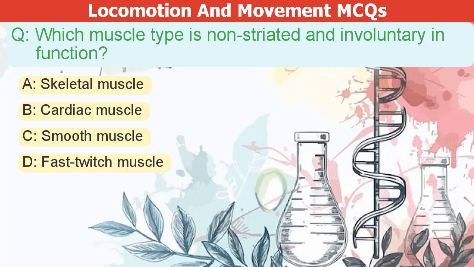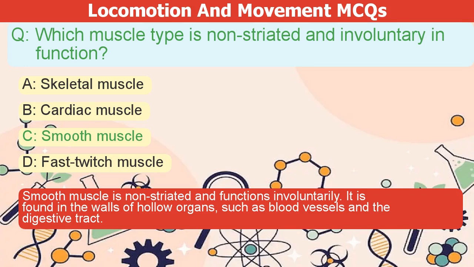Which muscle type is non-striated and involuntary in function? A. Skeletal muscle. B. Cardiac muscle. C. Smooth muscle. D. Fast twitch muscle. The correct answer is C. Smooth muscle is non-striated and functions involuntarily. It is found in the walls of hollow organs, such as blood vessels and the digestive tract.